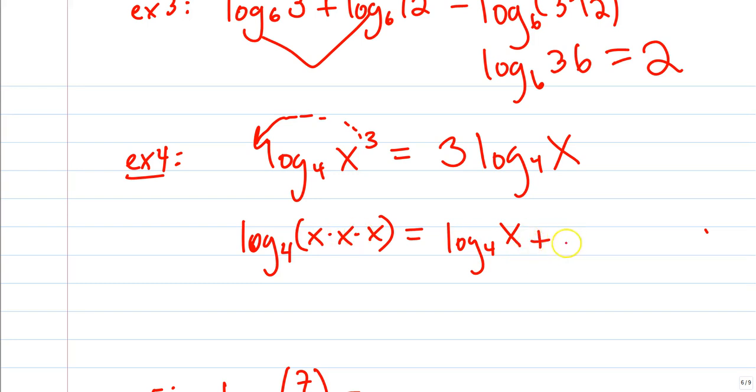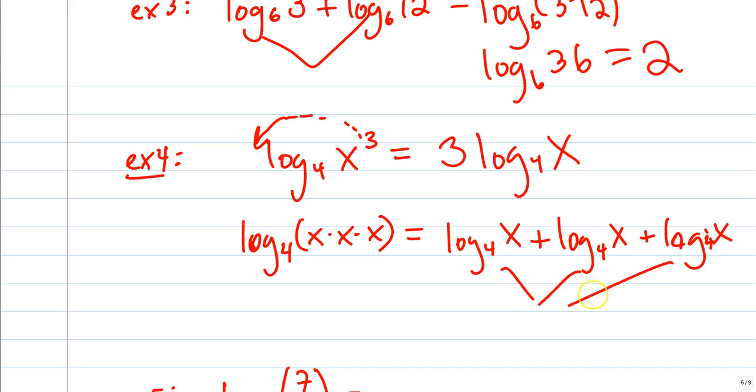Multiplying turns into adding. Log base 4 of x. Multiplying turns into adding. Log base 4 of x. Well, here I have log base 4 of x plus log base 4 of x plus log base 4 of x. These are 3 of the same thing, so they can add to give us 3 log base 4 of x. Now that's not how I'm going to solve it. I just think it's neat how those things relate.